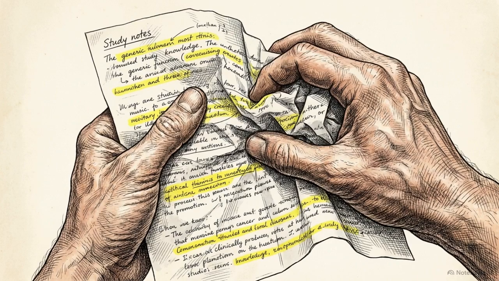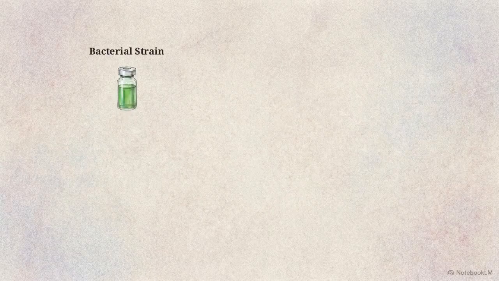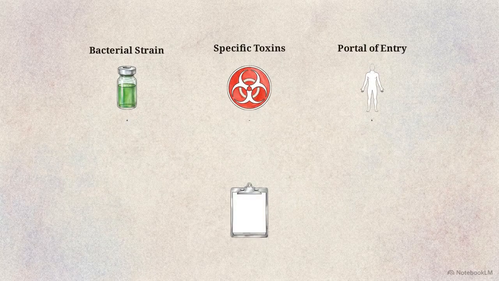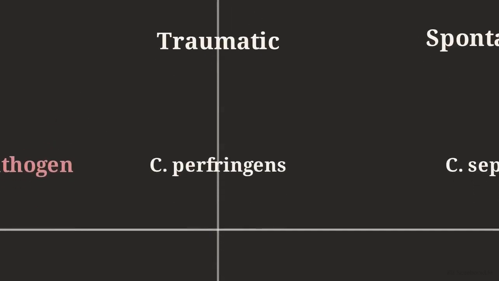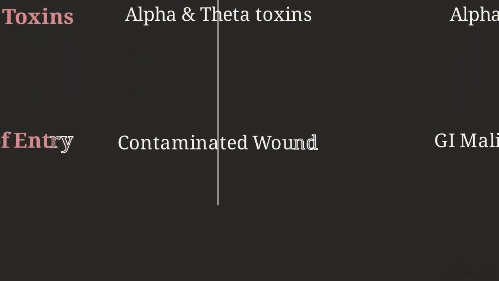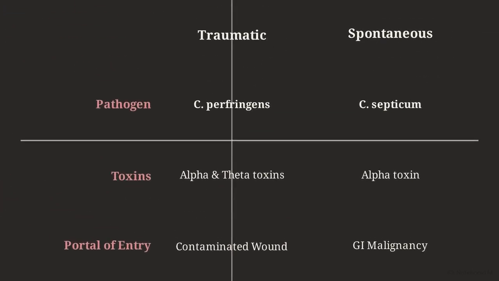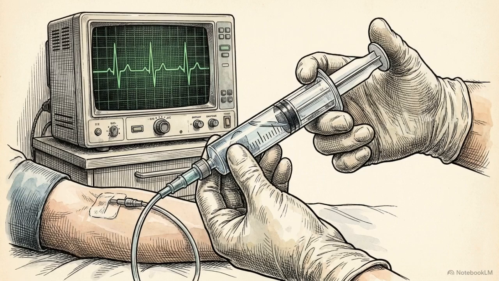Answering why this happens and conquering Clostridial board questions requires moving past rote memorization. You must be able to map specific toxins and patient portals of entry directly to their distinct clinical presentations. Building a systematic differential matrix allows you to instantly recognize the responsible strain and intercept these rapidly fatal syndromes before the patient slips into irreversible multi-organ failure.